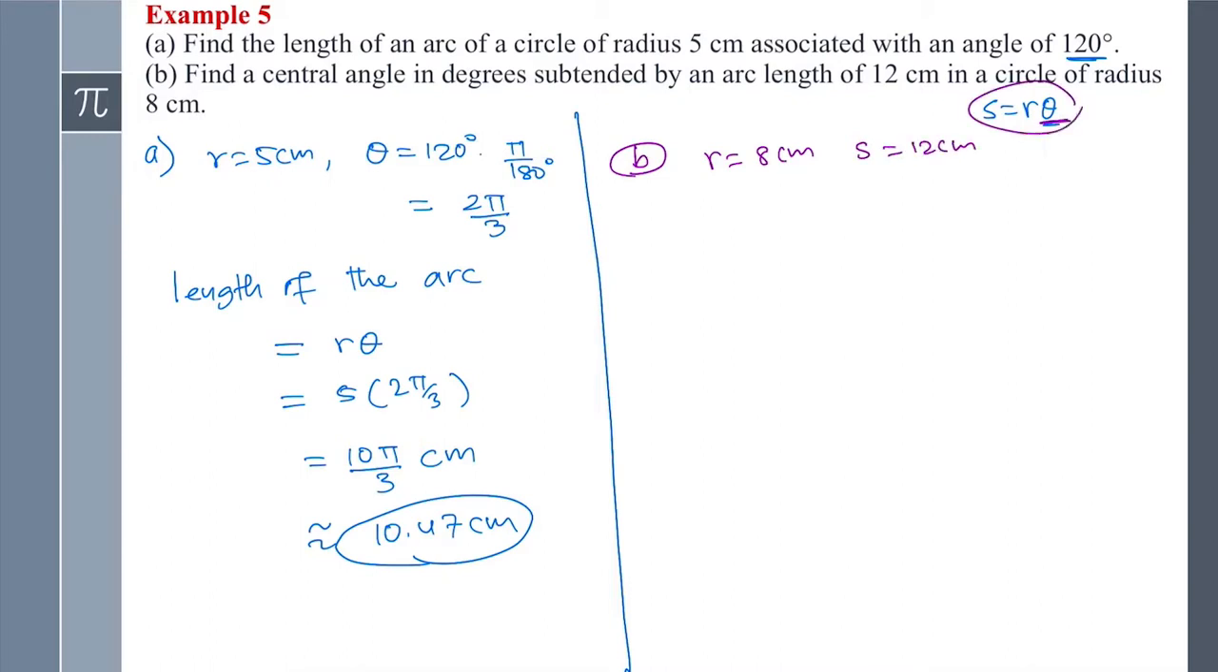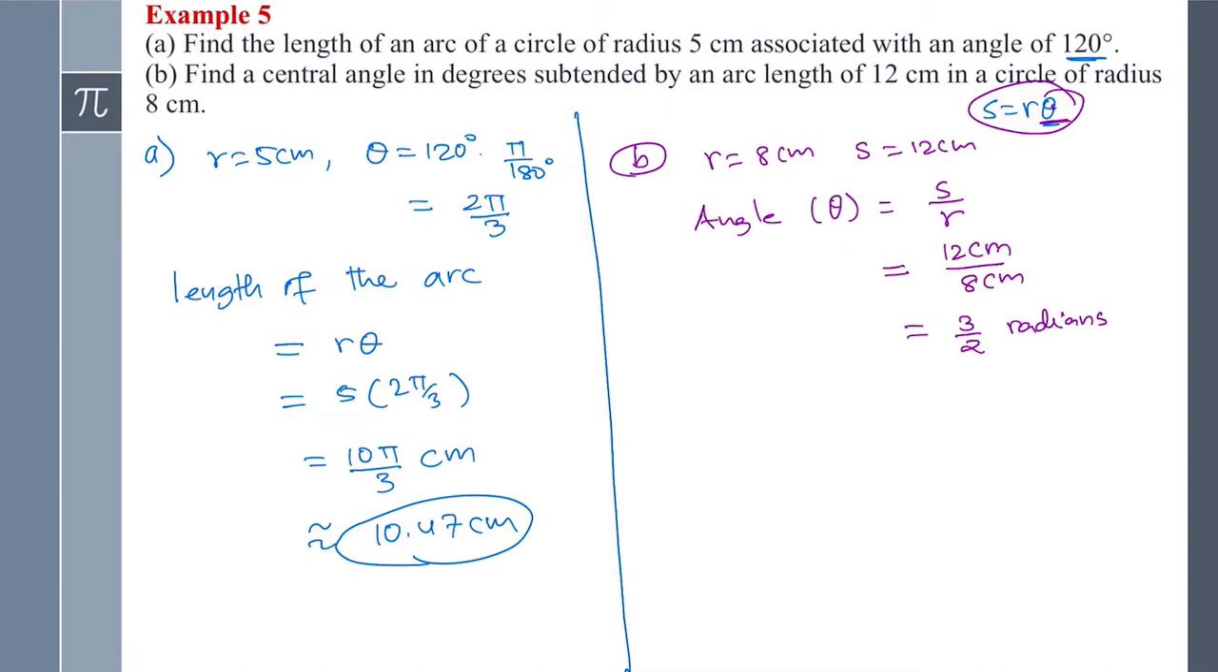So just from this formula, if you have to find theta, you divide by r on both sides. So you get the angle, which is theta, equals s divided by r. And then if you put this into the formula, 12 centimeters divided by 8 centimeters gives us 3 over 2 if you reduce that fraction. Now this is in radians. Remember, when we use that formula, we put the angle in radians, and when we get an angle from there, we get the angle in radians. So this is in radians.